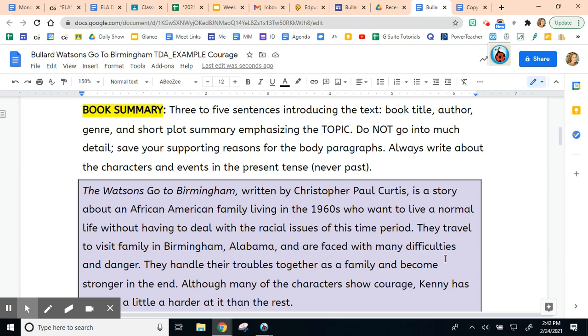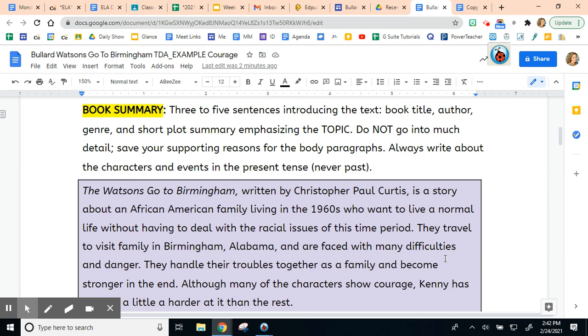So you want to make sure you introduce the book title, the author, the genre (it's historical fiction, by the way), and a short plot summary emphasizing the topic that you chose. So if you chose family, you want to focus on maybe the family in your summary, or if you chose growing up, you want to focus on how characters grew up in this story. And the same thing with making choices, how characters had to make important choices in this story. So whatever your topic is, try to incorporate that into your summary.